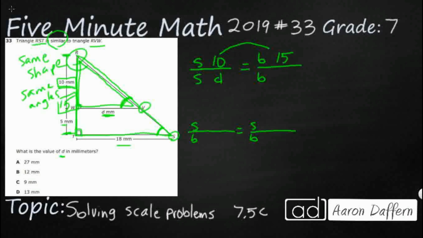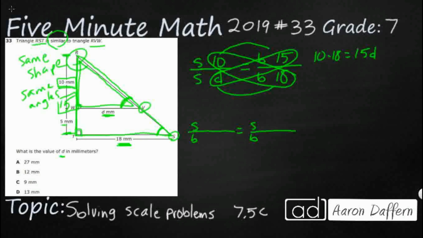The corresponding base that corresponds with D is going to be 18. So those two correspond, and that is going to give us one set of multiplication problems here. We've got 10 times 18 equals D times 15, or I'll just call it 15D.